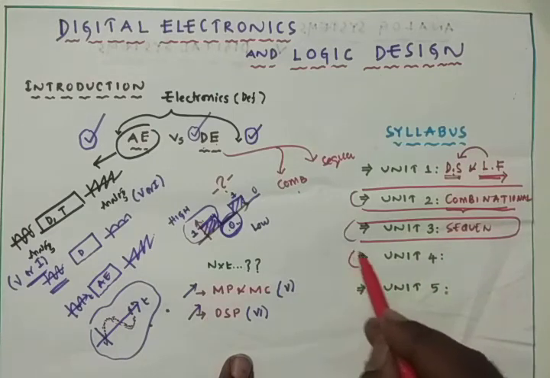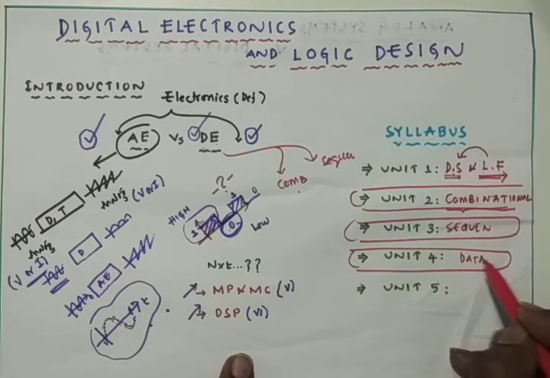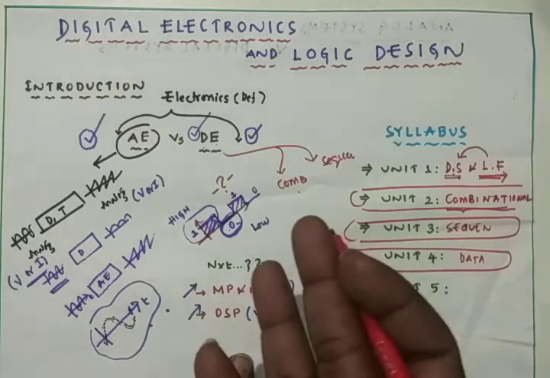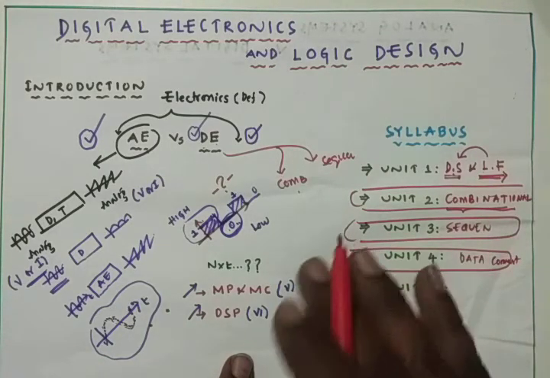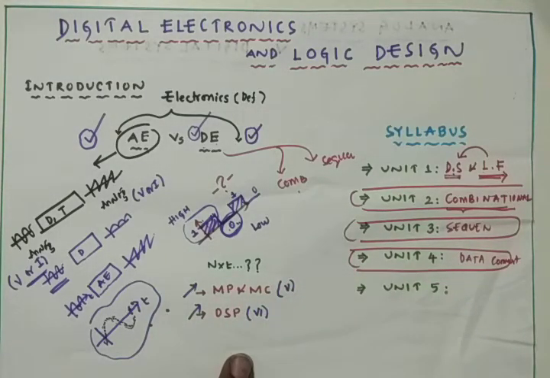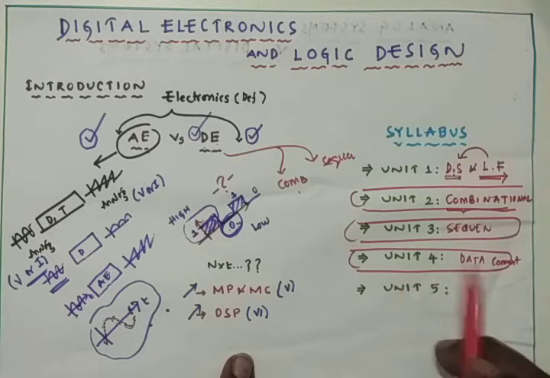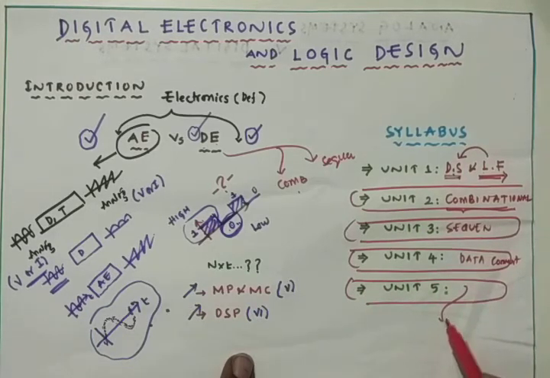Coming to the fourth unit, we are going to study some data converters. For example, if I have data in analog form and I want to convert it into digital form, I require a data converter. Data converters convert from analog to digital and digital to analog also. How they convert one form of data into another form, we are going to study in the fourth unit.